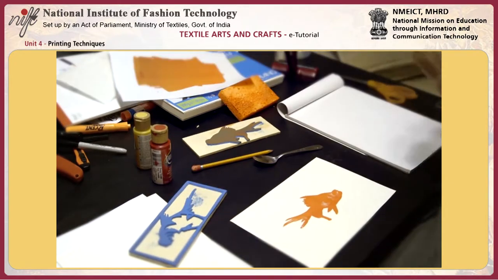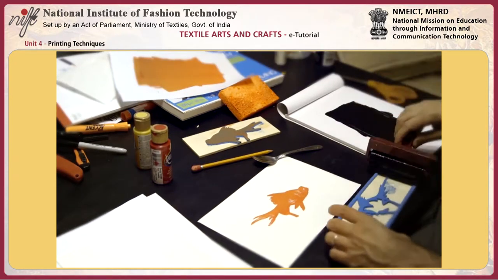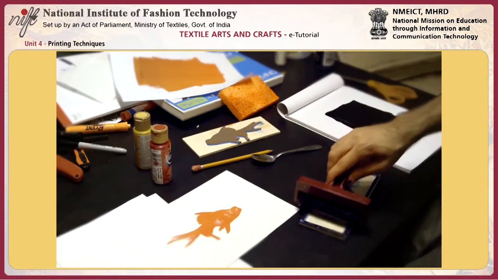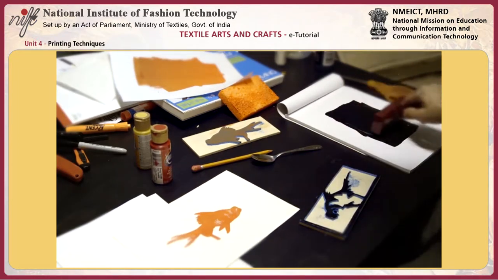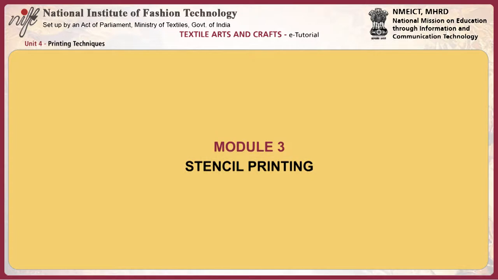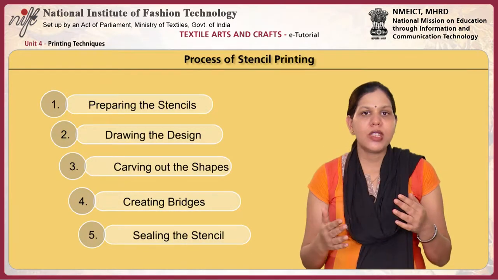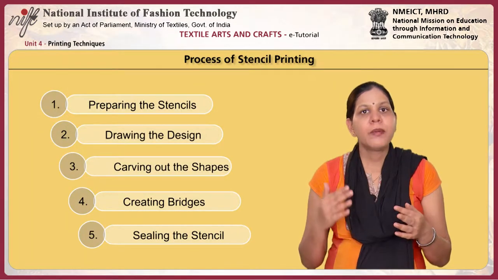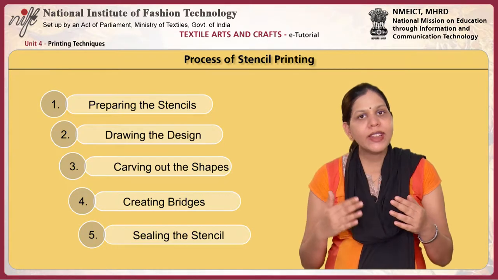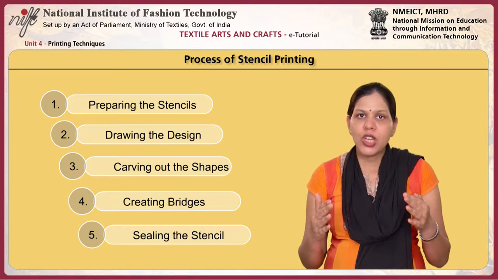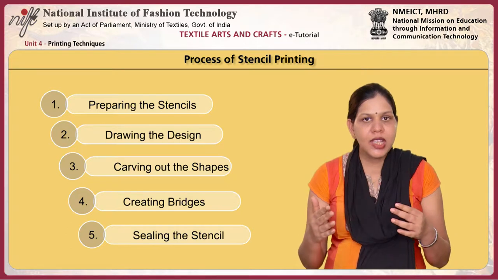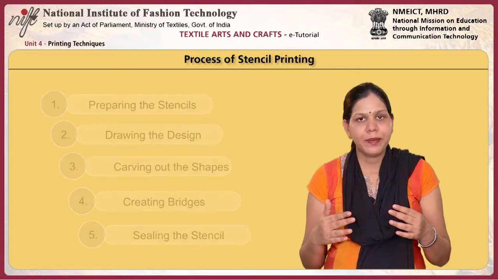Now put some black paint on your palette. Use your ink roller to fully cover the second wood block. Now that you have learned the process of block printing, the final module will give you an overview of the stencil printing technique. There are 5 steps in the process of stencil printing: preparing the stencils, drawing the design, carving out the shapes, creating bridges, and sealing the stencil.